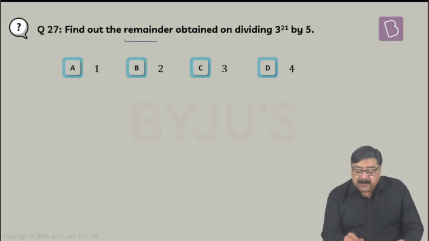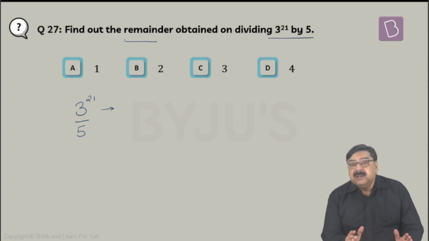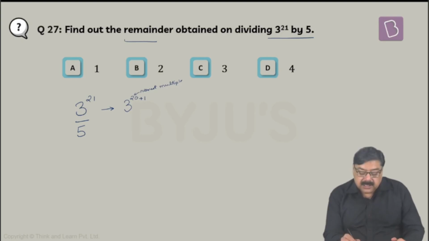Now find out the remainder obtained on dividing 3 raised to 21 by 5. We know 3 raised to 21 has to be written in such a way that first the power has to be divided by 4, or let us say we have to write the nearest multiple of 4. For 21 the nearest multiple of 4 is 20. So we will divide this by 5. So now we know that this is 3 raised to 20 into 3 raised to 1 by 5.